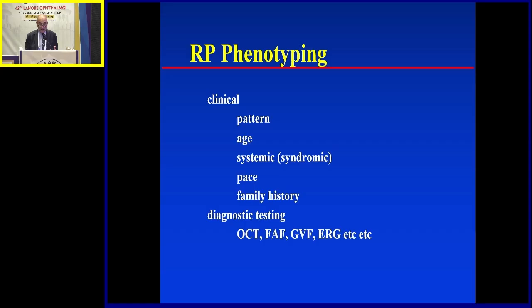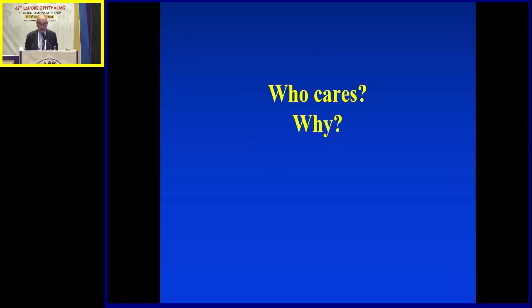The pace of the disease. A disorder like Batten's disease has a very rapid pace, whereas other disorders have a very slow pace. And of course, family history. Is it autosomal dominant? Is it autosomal recessive? All of these things help us narrow down what our gene hypothesis is. And then we add on to that all of our diagnostic testing, OCT, FAF, Goldmann Visual Field, whatever, to help round out our clinical picture before we even consider a gene test.